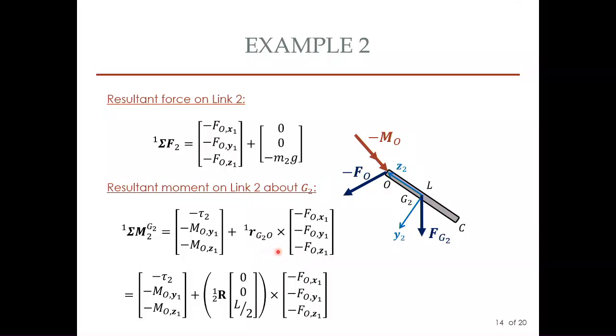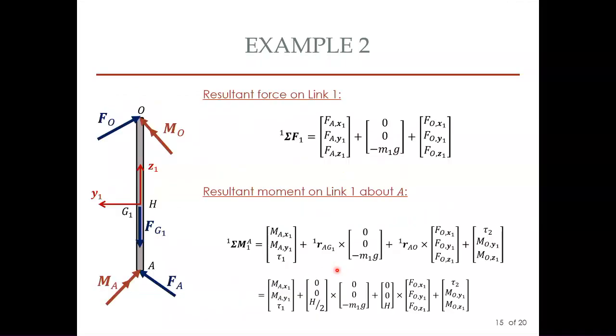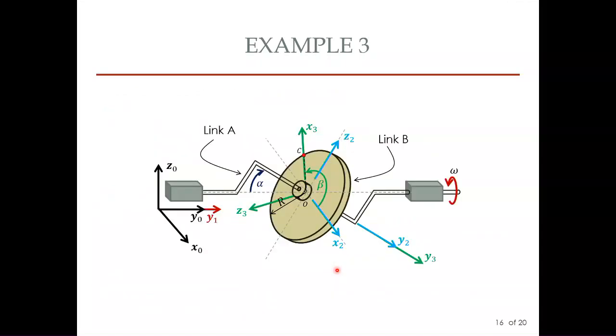Okay, so are you happy with how this is done? Let's say for this example, I'm doing the sum of moments about point G2. In order to take into account this minus FO force at O, I need to go from G2 to O, which is this vector here, and cross it with the force, minus FO. All right? This is maybe trivial, I don't know, someone asked me.